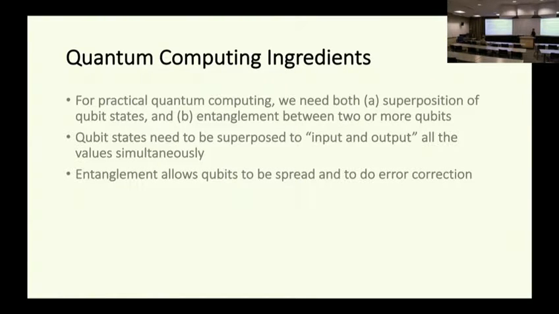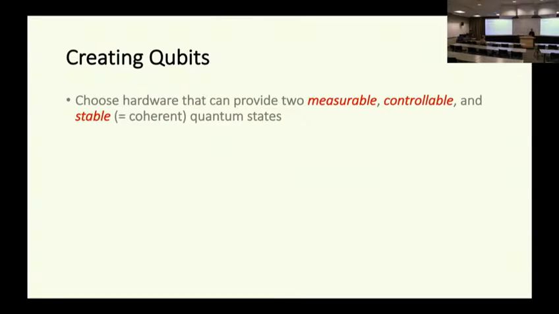Entanglement allows the qubits to be spread over to do error correction because there's a lot of errors. That's just the way things are. How do you create qubits in actual reality in hardware? As I said, you basically have to achieve two states somehow that are measurable. You can tell whether it's one or the other state. It has to be controllable, so you need to be able to control it. And they need to be stable, which means they have to stay in that state for a while. And that while is 10 to 100 microseconds at least.